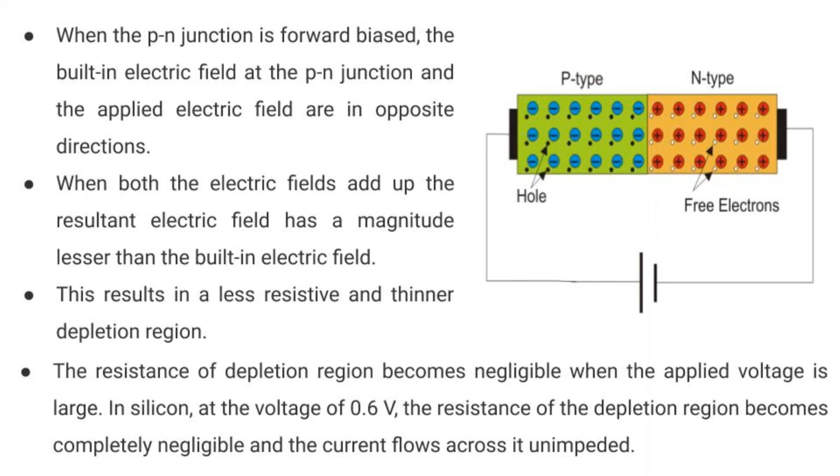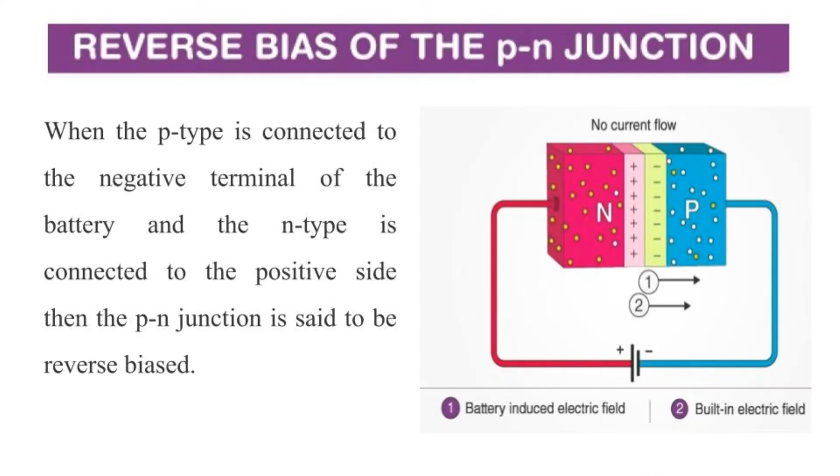The resistance of depletion region becomes negligible when the applied voltage is large. In silicon, at the voltage of 0.6 volt, the resistance of the depletion region becomes completely negligible and the current flows across it unimpeded. Let us see reverse bias of the PN junction.